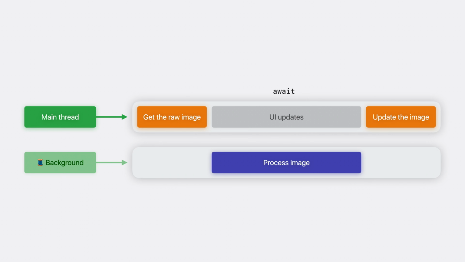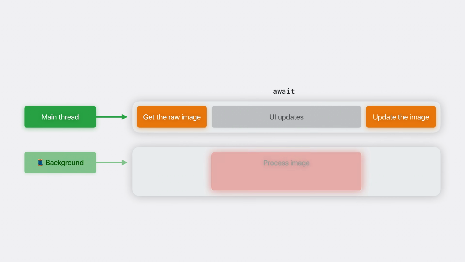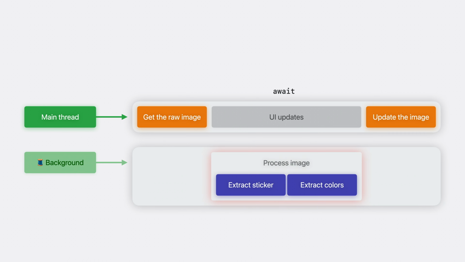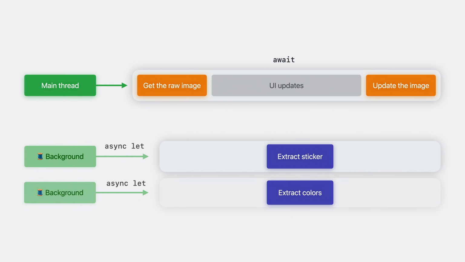We moved the image processing operation to a background thread, but it still takes a lot of time to complete. Let's see how we can optimize this operation with concurrency to have it complete faster. Processing the image requires extraction of stickers and the dominant colors, but these operations are independent of each other. So we can run these tasks in parallel with each other using async-let.